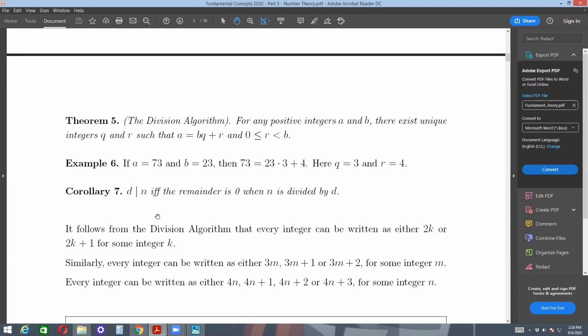So this corollary here says that when you do this division, I could say B would divide A if and only if R would be 0. So I just use different variables here. So D divides N if and only if the remainder is 0 when you divide it. This 0 here would be R.